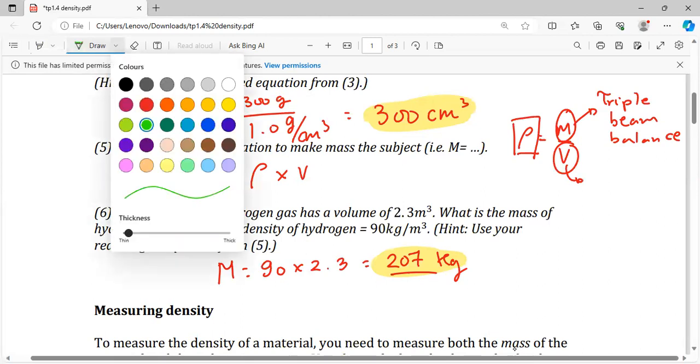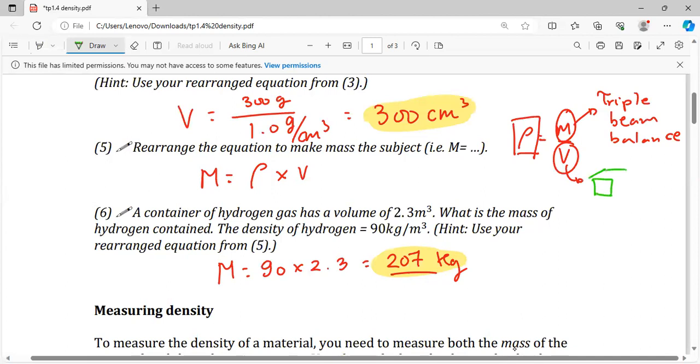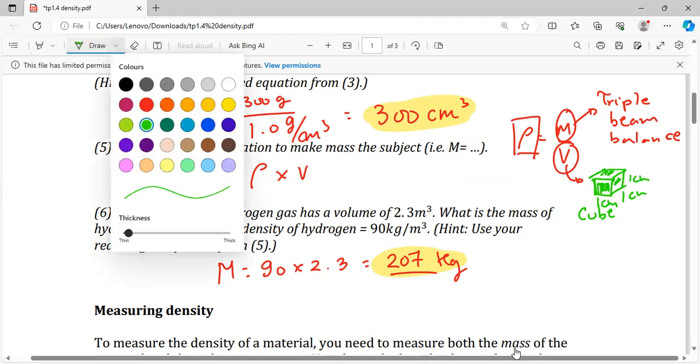If the object is a regular shape, for example a cube, a cube is a 3-dimensional shape that has equal sides along the 3 edges. If this is 1 centimeter, this is 1 centimeter, the height is also 1 centimeter. It's very easy to calculate the volume, right? You can use a formula.